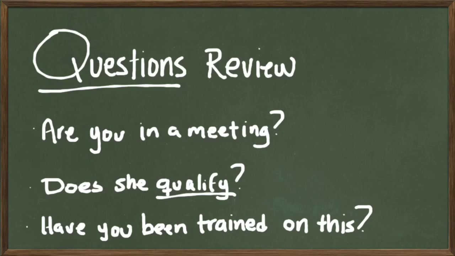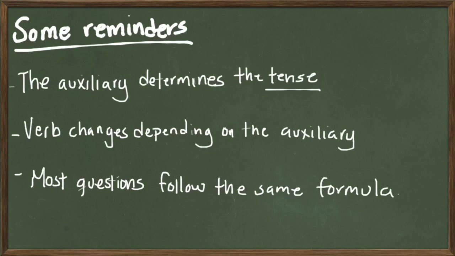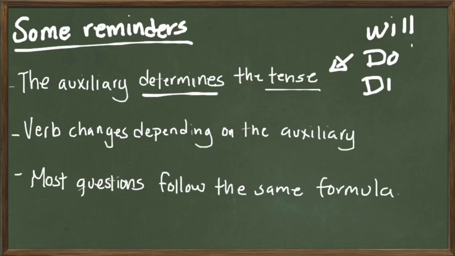Alright. Let's start. Before we continue, we have some reminders, some important notes you want to take before we check the structure of questions. The first one is, the auxiliary determines the tense. Whether it is will, do, or did. They normally tell us what tense it is: will is for the future, do is for the present, and did is for the past.